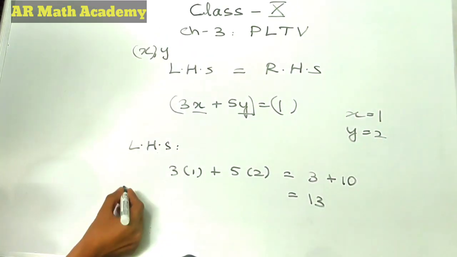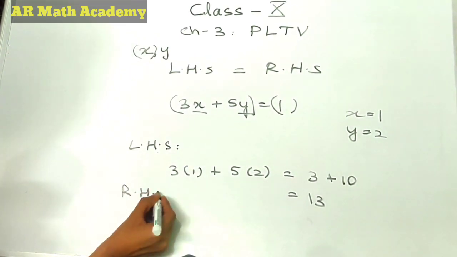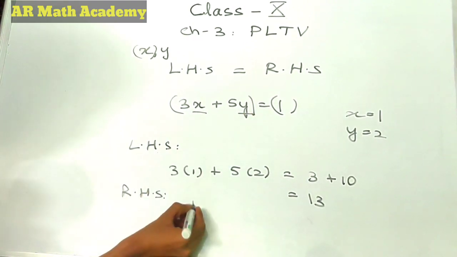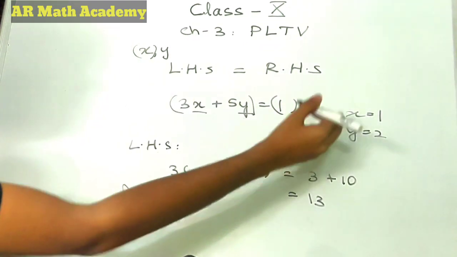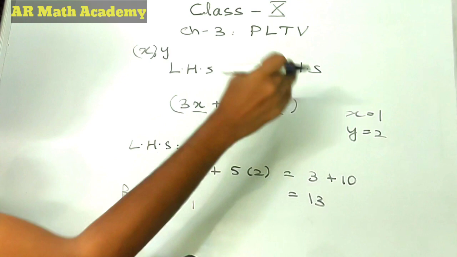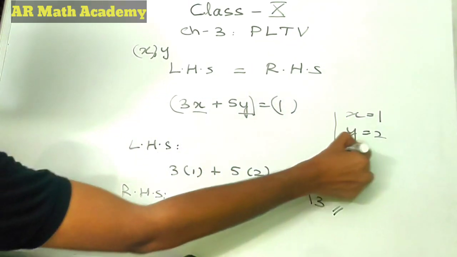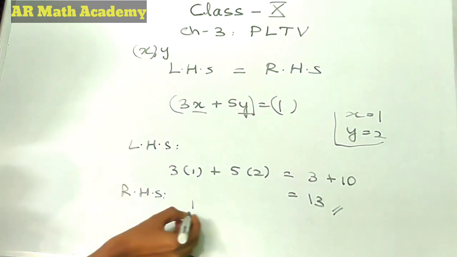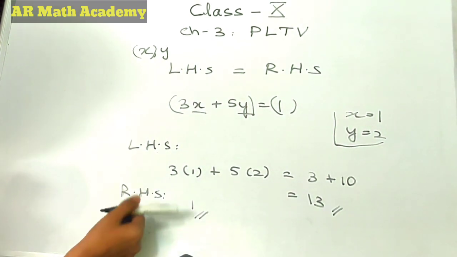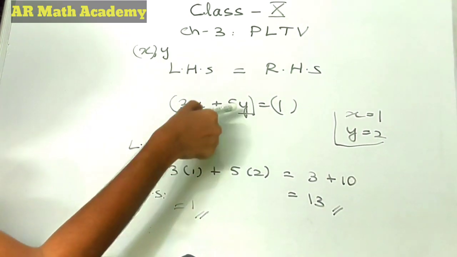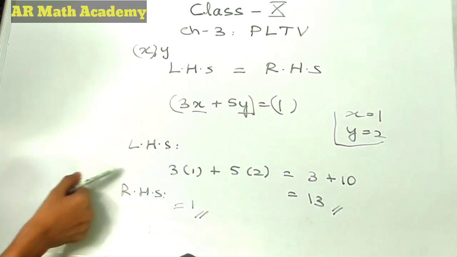Now let me see what is the right hand side. The right hand side of my given equation is 1. I don't have any variables over that to simplify, so it is just 1. Now my left hand side evaluates to 13 when I substitute these values, and my right hand side is already given as 1. Now there is an equal to sign in between the LHS and the RHS.